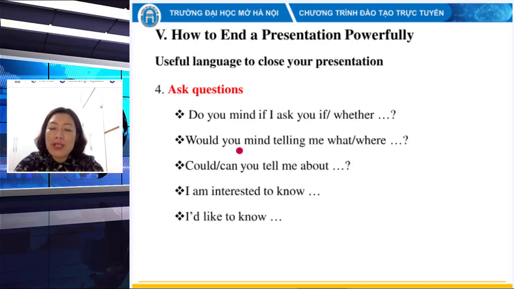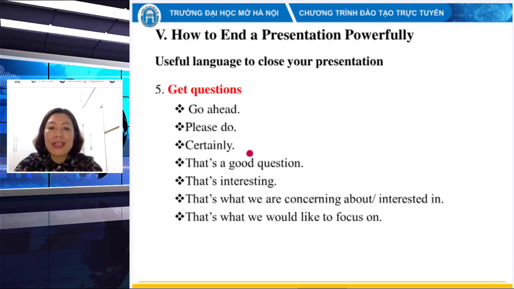And if you want to raise questions, if you want to ask the other speaker questions, you can say that, do you mind if I ask you, or would you mind telling me, could you tell me about, I'm interested to know, or I'd like to know. Okay. And then if anyone wants to ask a question, for example, you look at their facial expression, or somebody asks, oh, excuse me, can I ask a question? So you encourage them to ask by saying, go ahead, or please do, certainly. That's a good question. Okay.